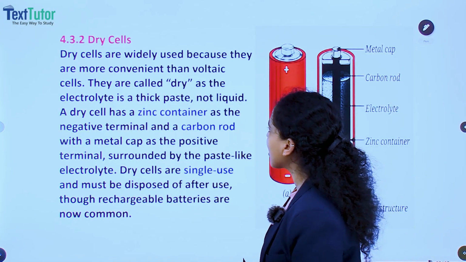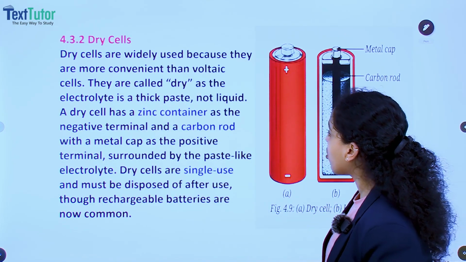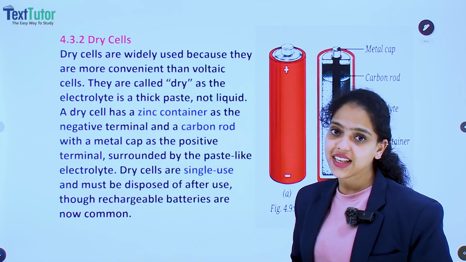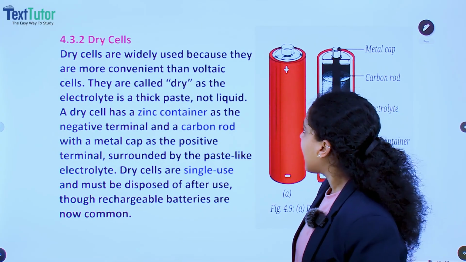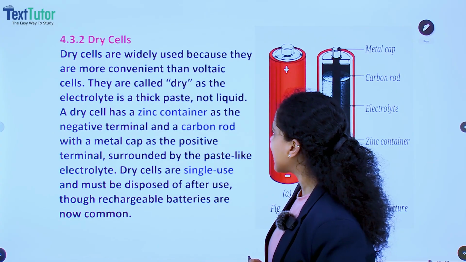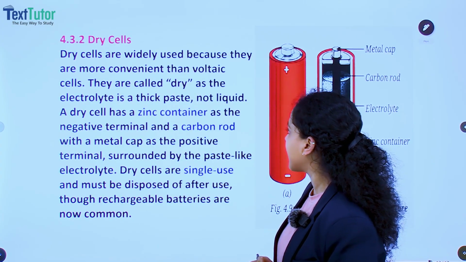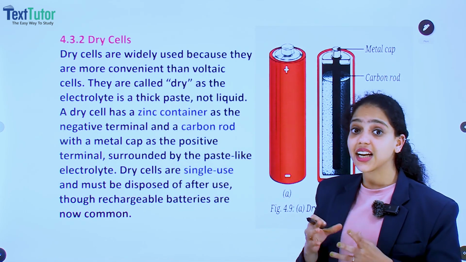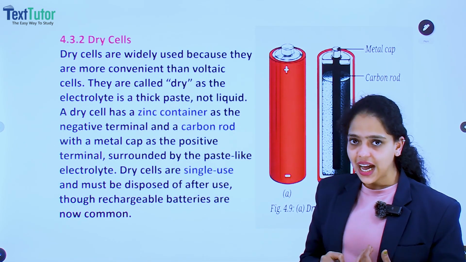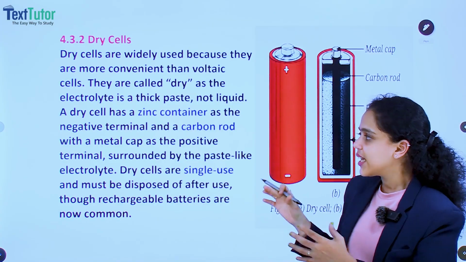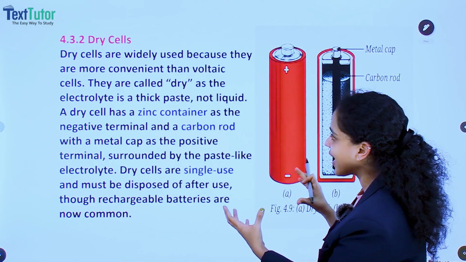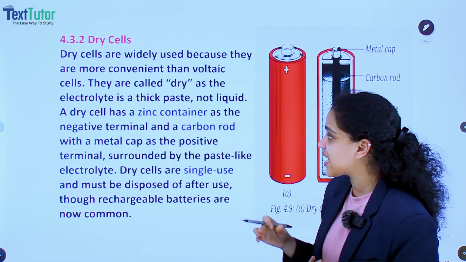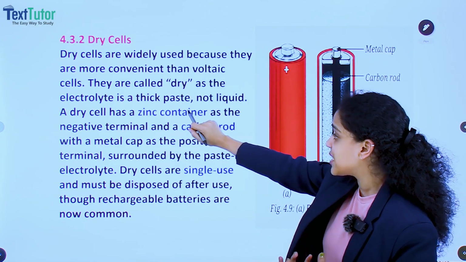Dry cells are widely used because they are more convenient than voltaic cells. They are called dry cells as the electrolyte is a thick paste, not liquid. In the case of a voltaic cell, we saw that the electrolyte is liquid, either acid or salt solution. In the case of a dry cell, the word dry came from the electrolyte being a thick paste.